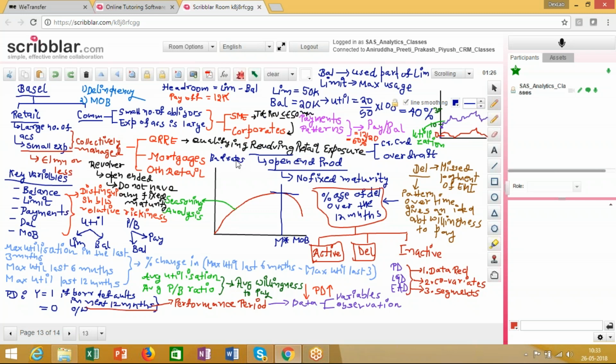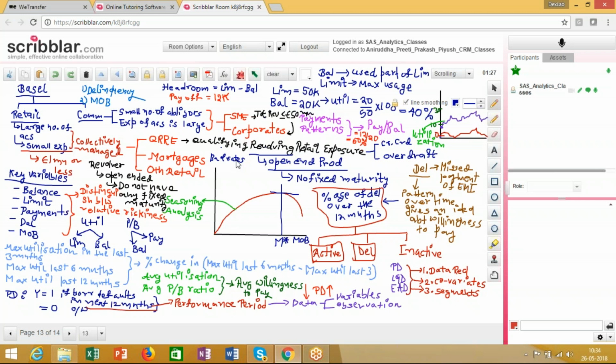So what is a QRRE? The QRRE talks about the qualifying revolving retail exposures. The second is the mortgages. The third is the other retail, right? So QRRE incorporates all revolving products, like credit cards, overdraft, etc.